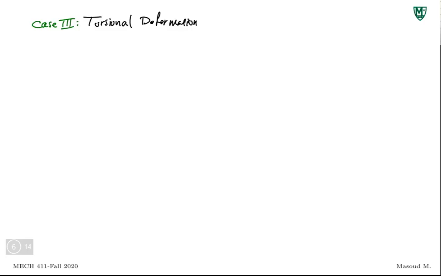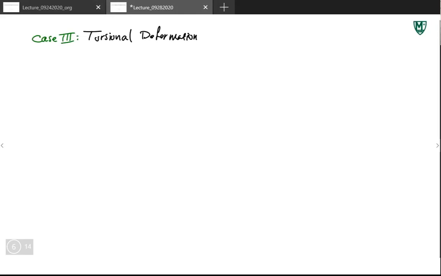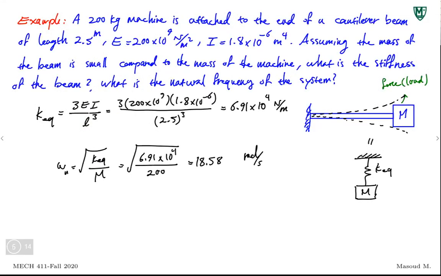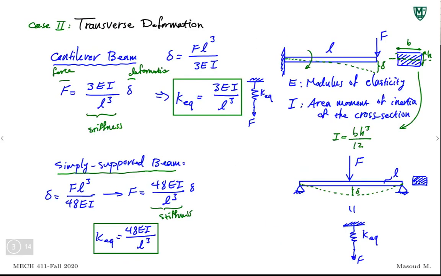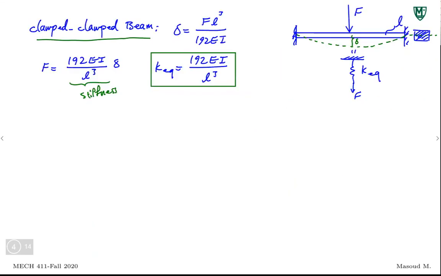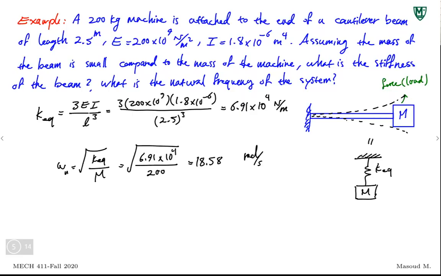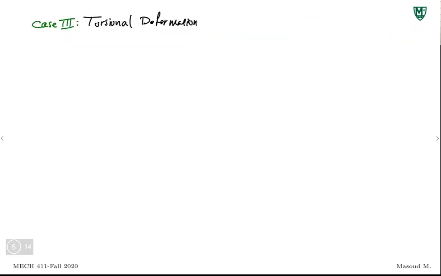Now, before I talk about torsional deformation, I have to tell you something about torsional springs. We only talked about case 4. No, it should be case 3. Maybe I'm wrong. So I talked about case 1, which is longitudinal deformation. Case 2 is transverse deformation, which included cantilever beam, simply supported beam, and clamped beam. So now I'm talking about case 3, which is torsional deformation.